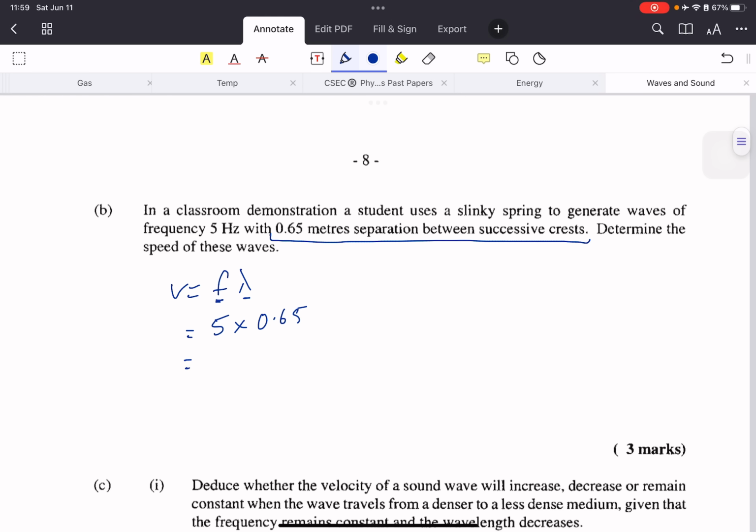So we could put this in our calculator. Let's see what we'll get. And I am getting 3.25 meters per second. Okay, very easy calculation there.